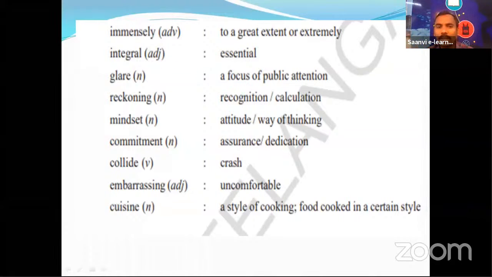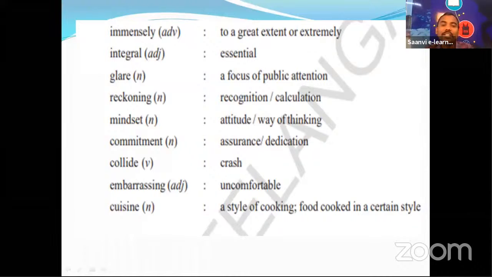Glare, a focus of public attention, media glare, media attention. Reckoning means a recognition or calculation. Usually for reckoning, you can take the synonym as recognition. National recognition, national reckoning. Mindset, we all know the meaning of the word mindset. It means attitude or way of thinking. Commitment, assurance or dedication. The better meaning is dedication. I have a commitment towards my family. I have a dedication towards my family. Collide means to hit against each other or crash.